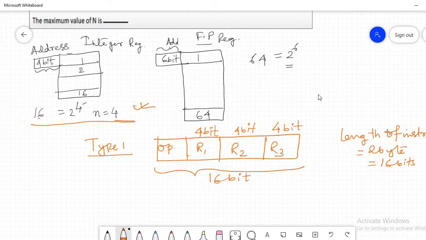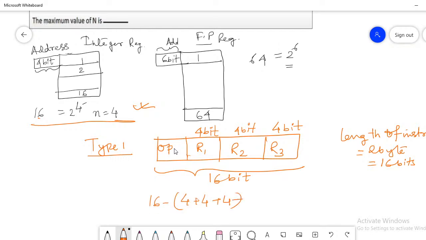Now easily you can find out the bits required to represent the opcode part. Definitely 4 plus 4 plus 4 is 12, and 16 minus (4 plus 4 plus 4) will give you 4. So 4 bits are required to represent the opcode. From this equation we will get it. For other types you can do it in parallel. For other types of instructions also we can find it out.